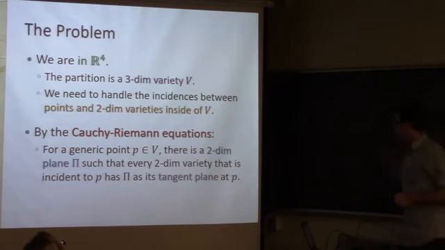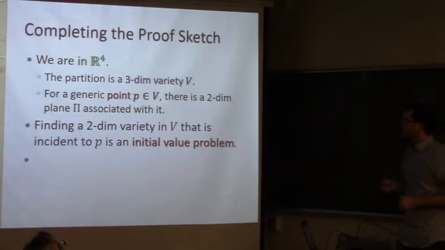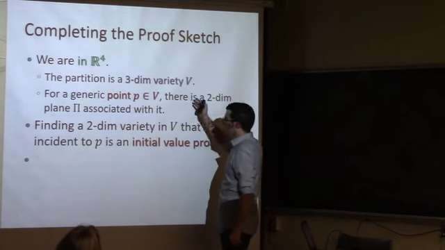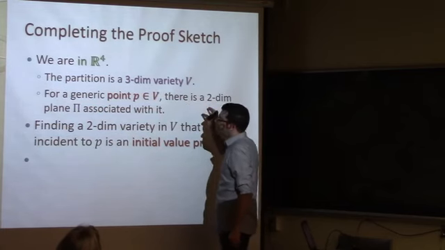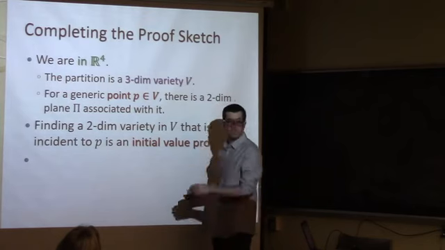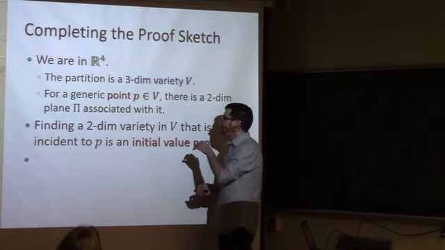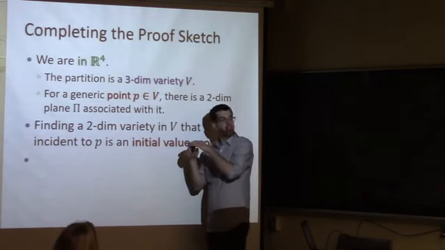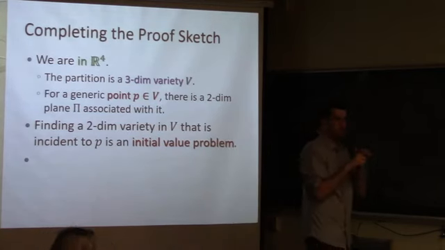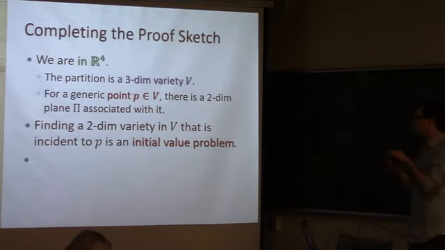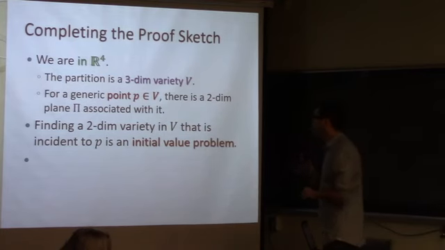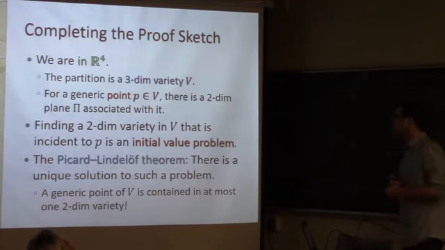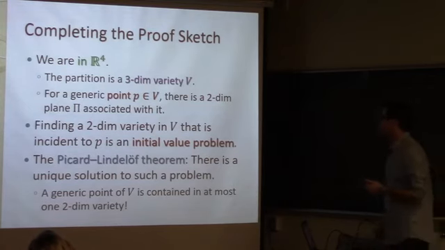Okay. So let's see. We have a three-dimensional variety, with points and two-dimensional varieties in it, and this can be thought of as an initial value problem. Take a generic point. For every point around it, if something passes through it, we know exactly how its tangent plane looks, or in other words, we know exactly how its first partial derivatives look. So it's exactly an initial value problem, and that means that we can apply the Picard-Lindelöf theorem, which tells us that in such a situation, there's a unique solution to such an initial value problem.